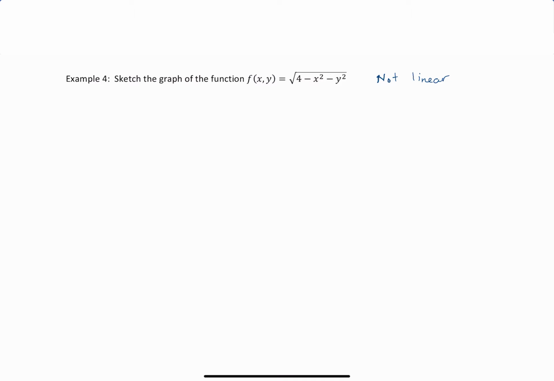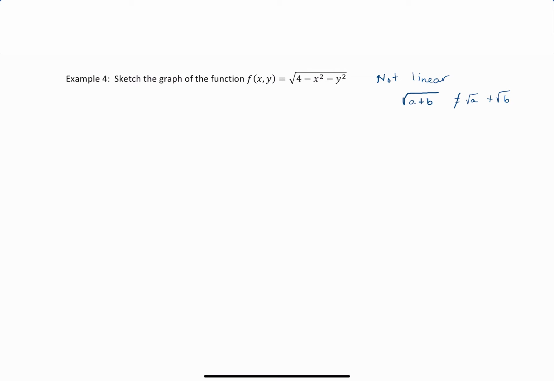Now, lest you make the mistake of thinking that the squaring and the square rooting will cancel each other out, let me just remind you that the square root of a plus b is not equal to the square root of a plus the square root of b. So I can't say square root of x squared is x and square root of y squared is y.